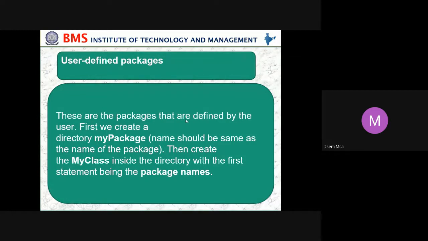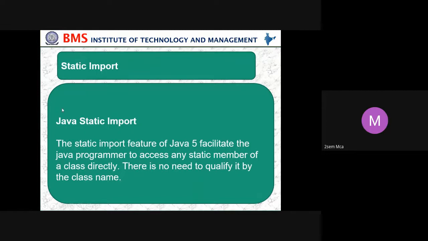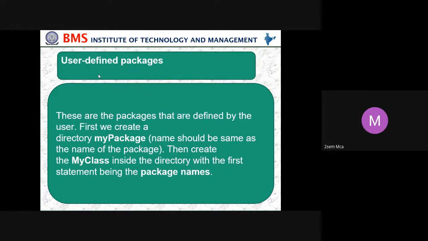These are the packages that are defined by the user. First we create a directory, that's my package. In the same way I have created shape; the directory name should be the same as the name of the package. Then create my class inside the directory with the first statement being the package name. So that's about creating user defined packages.